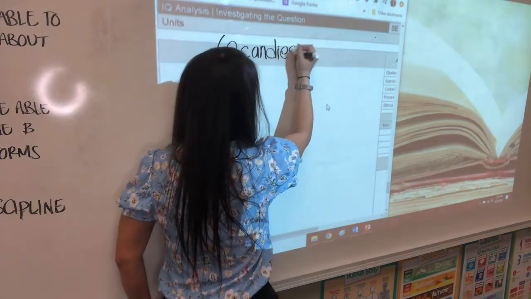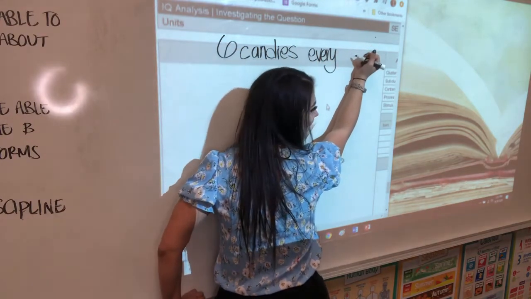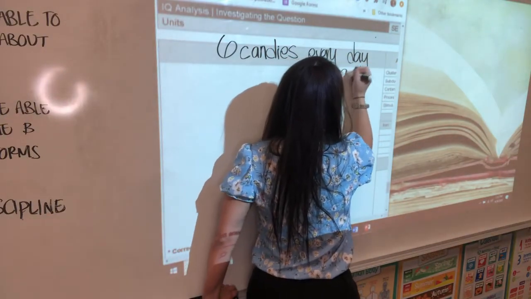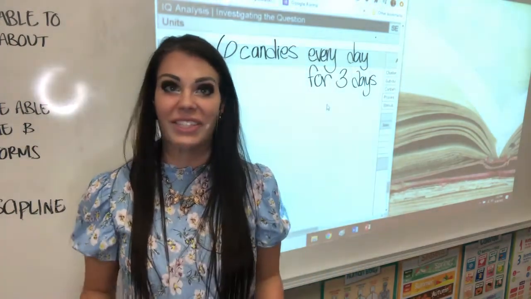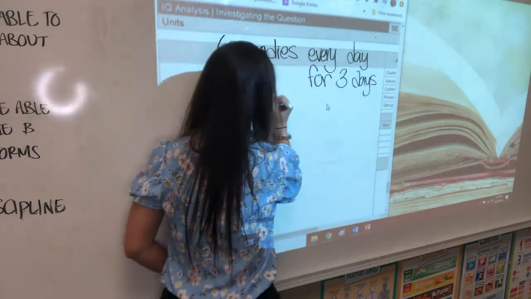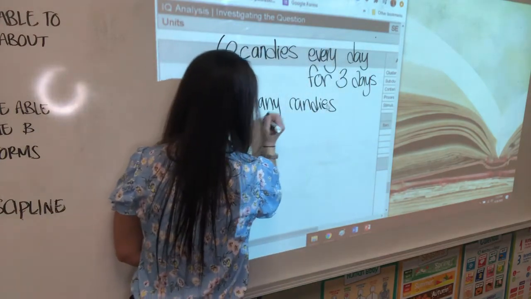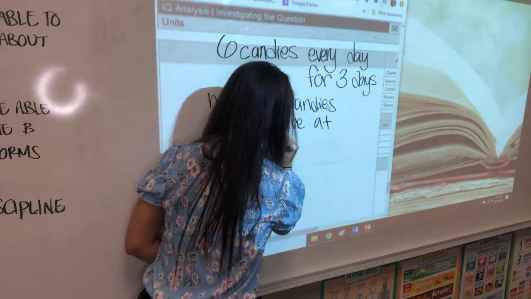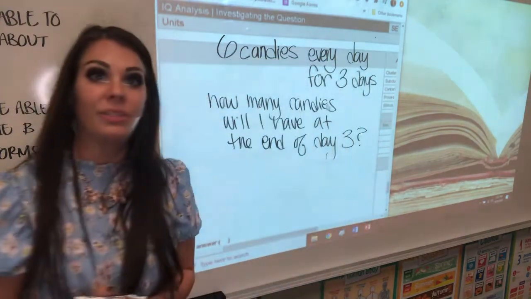Okay, yeah. I get 6 candies every day for 3 days. How many candies will I have at the end of day 3? You will have 18. It's 6 times 3. It's 18.